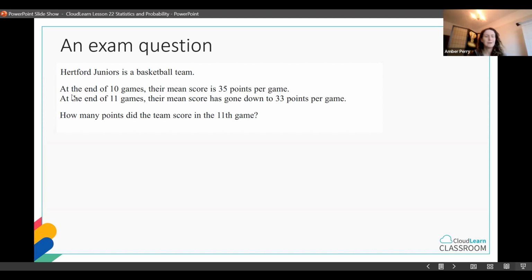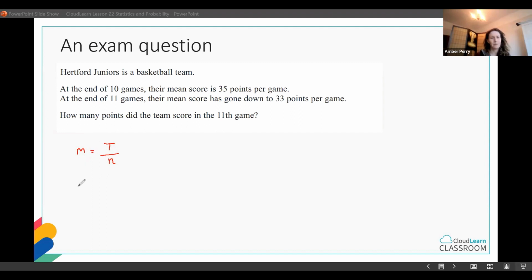Well, using this information first, at the end of 10 games, their mean score is 35 points per game. How do we calculate the mean? There we go. So the mean, remember, is add them all up. So I'm going to put T for the total number of points. That's all of the points they've got in all of the 10 games, divided by the number of games they've played. So what do we know here?